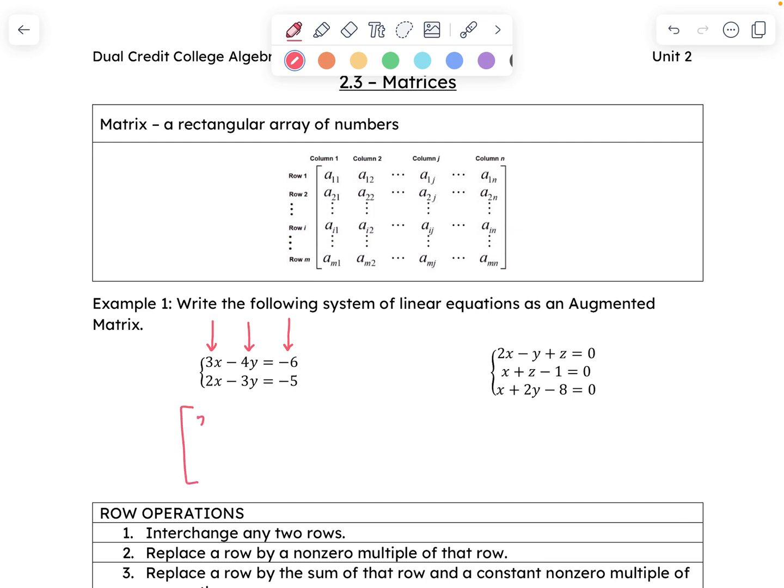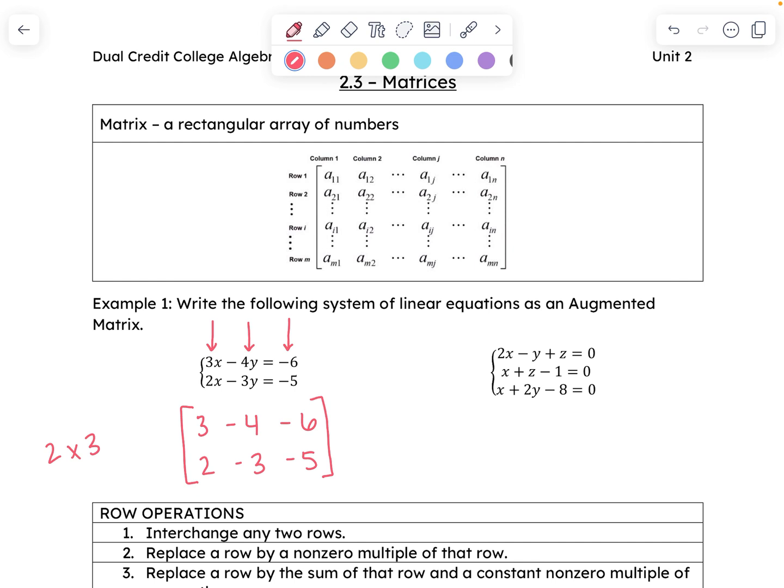My first row would be 3, then -4, then -6. And my second row would be 2, -3, -5, and that would be my matrix. We label matrices as rows by columns, so we would say that this is a 2 by 3 matrix because we have 2 rows and 3 columns.